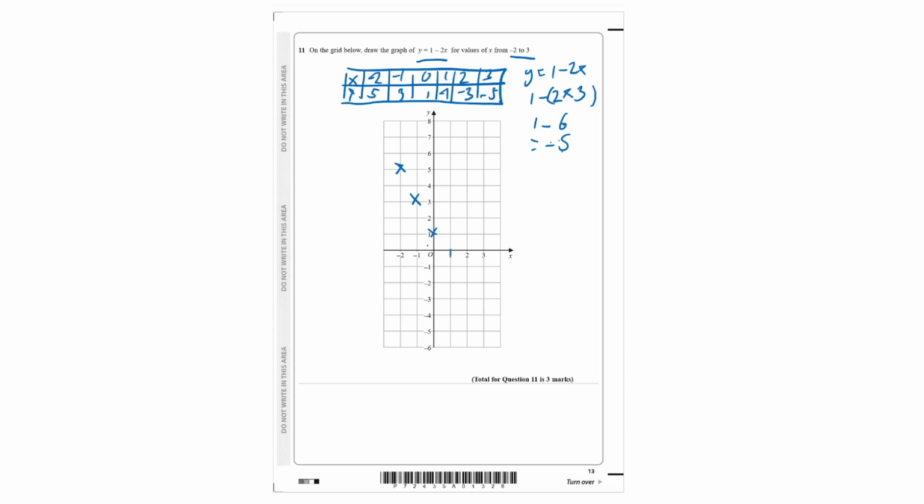The x value is 1. The y value is -1. The x value is 2. The y value is -3. And finally, the x value is 3 and the y value is -5. We simply draw a straight line using our ruler and we are done.